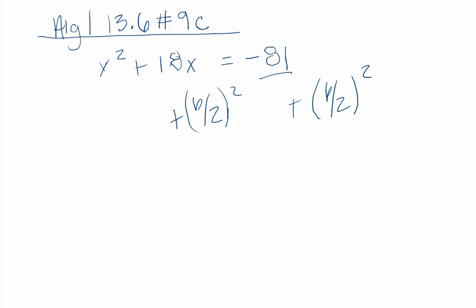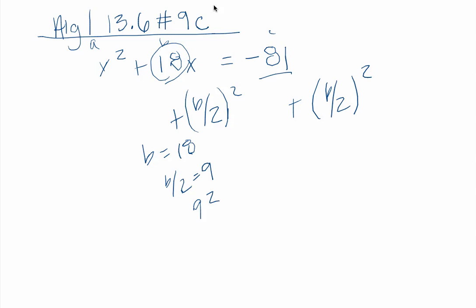Now, what is that b term? Well, if you remember, you have your a, your b, and your c. So the b term is actually this 18 right there. So if b is 18, then b over 2 is 9. So we are actually adding 9 squared to both sides.